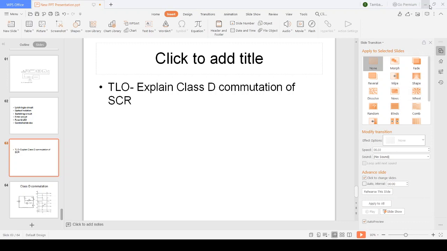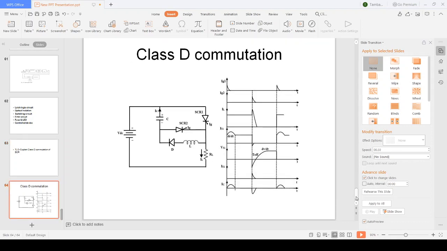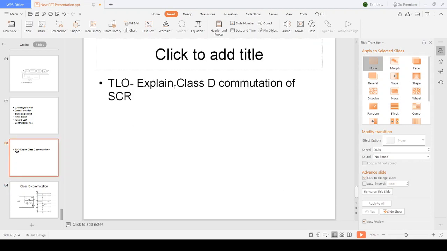In today's session, we have to discuss the Class D commutation of a SCR. The lecture outcome for today's session is that after attending this session, a student will be able to describe Class D commutation.